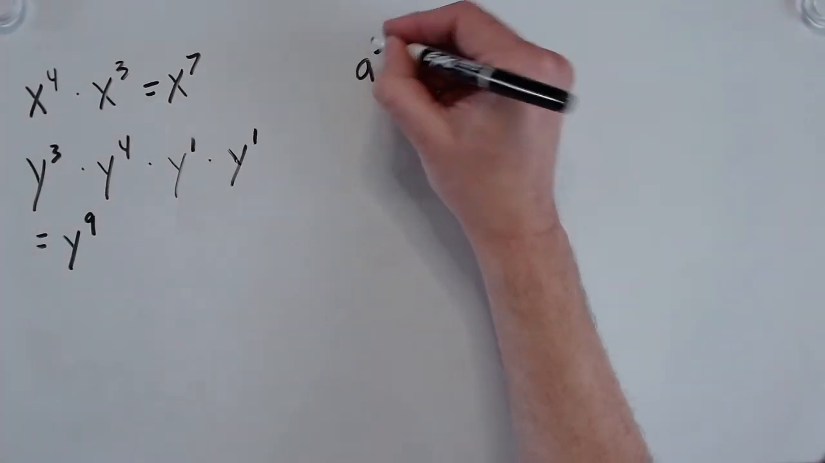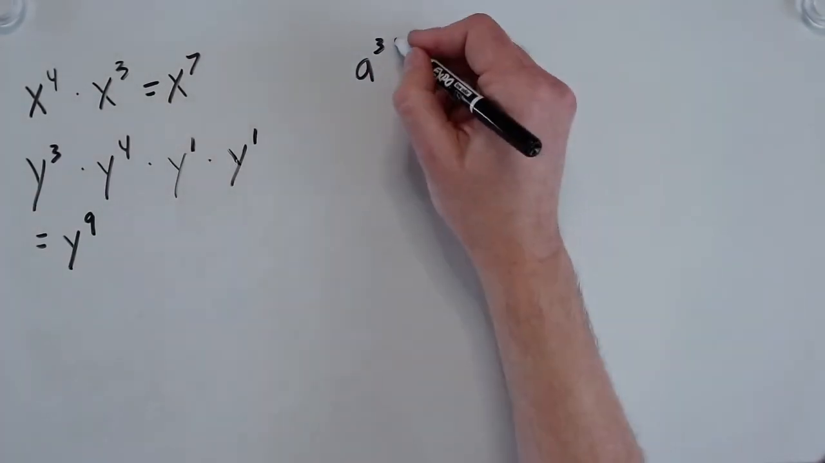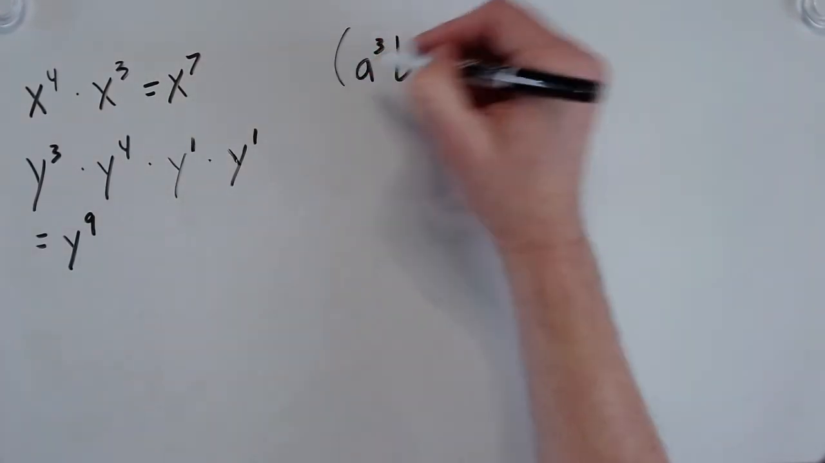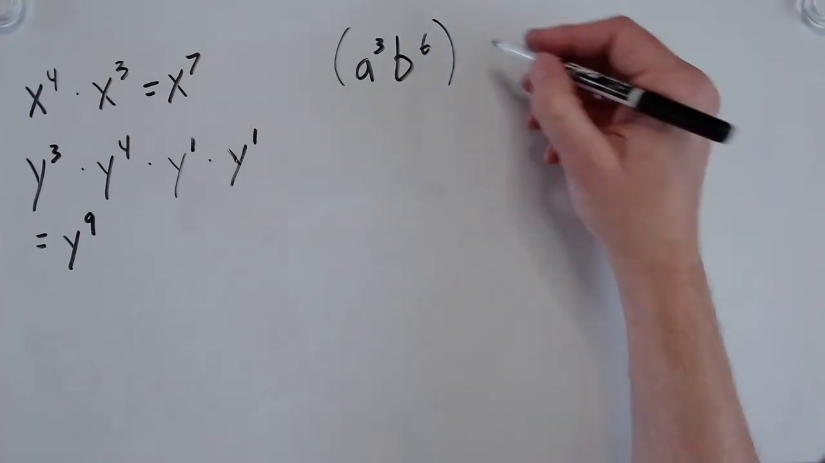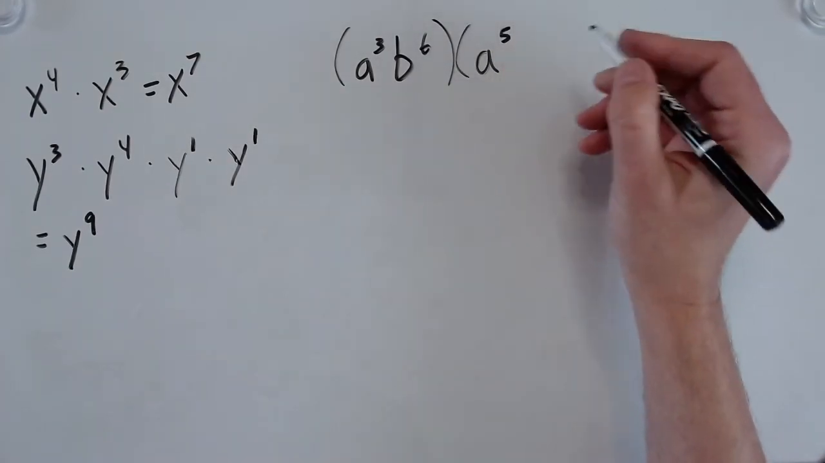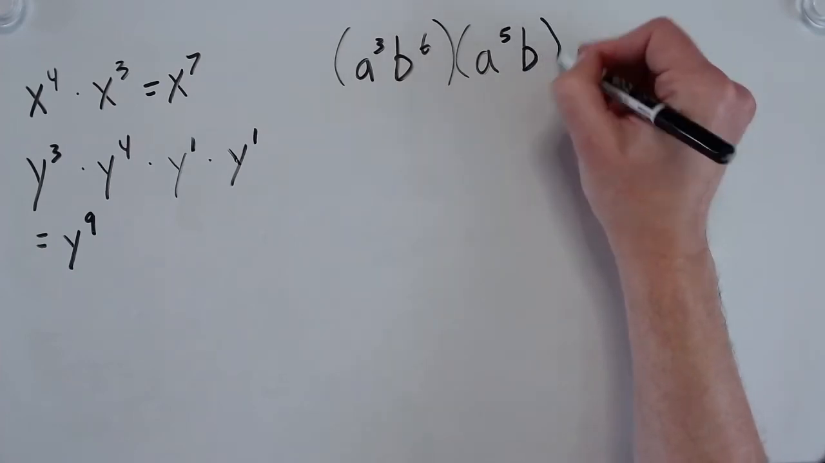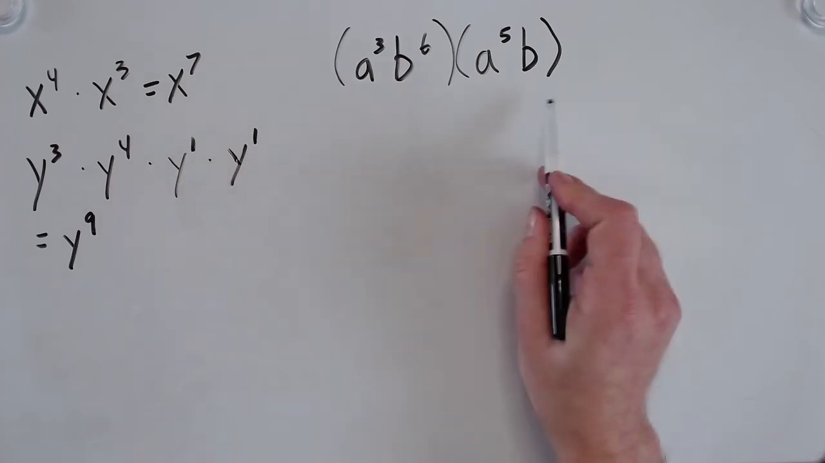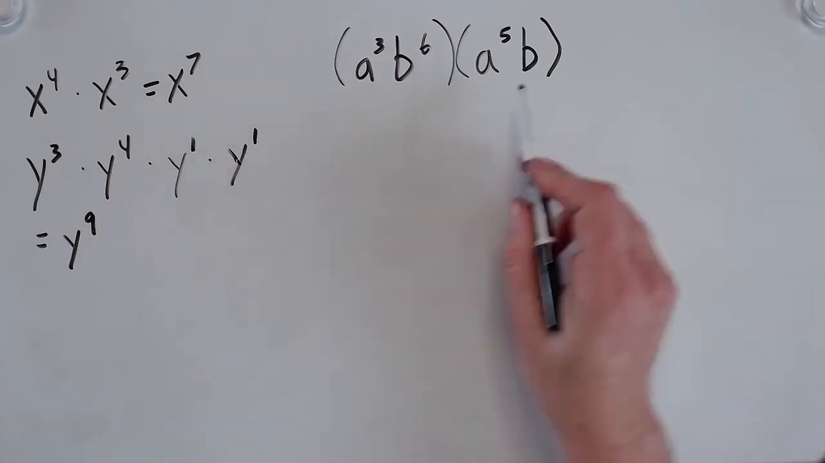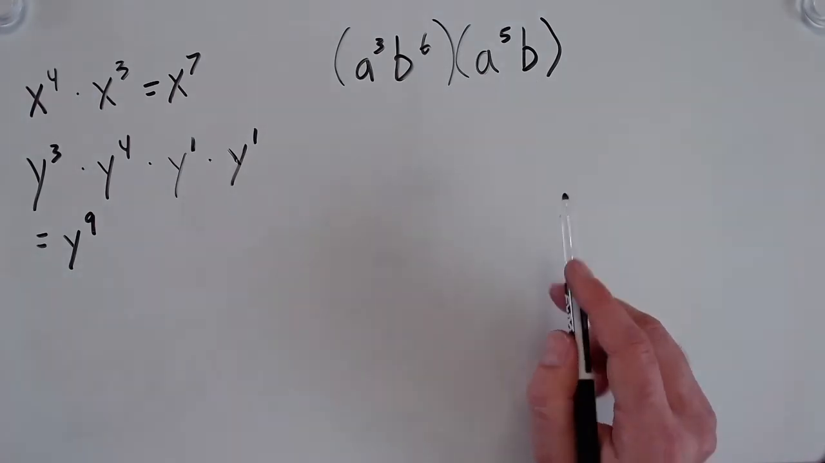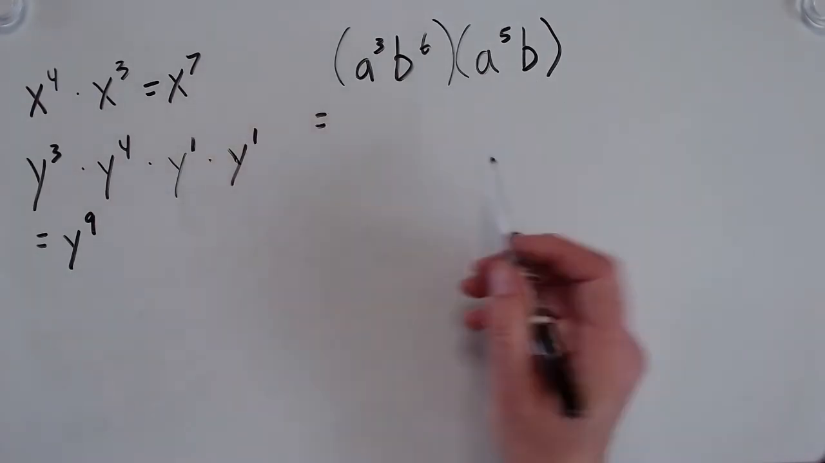Let's do one up here. A cubed b to the 6th times a to the 5th times b. Again, don't let the parentheses necessarily confuse you. We're multiplying a bunch of stuff together, and it doesn't matter what order we do it in. So the a's can be multiplied together and the b's can be multiplied together. So let's do just that.